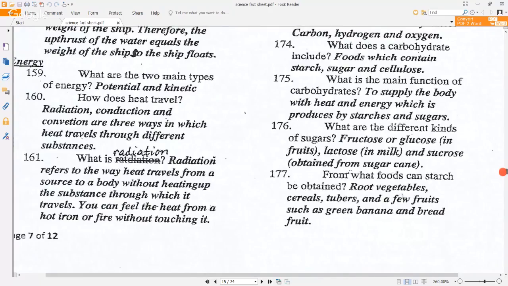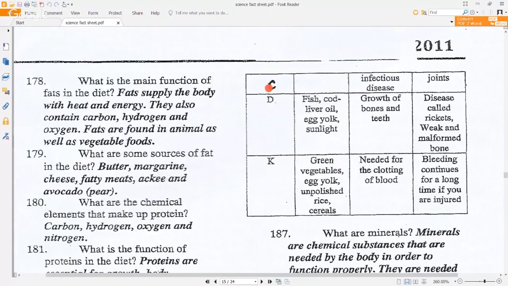Let's go now with vitamin C. Vitamin C helps to fight infectious diseases. And if we don't have it, we have issues with our joints, scurvy, etc.